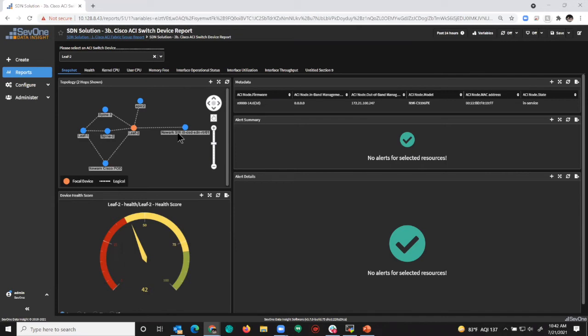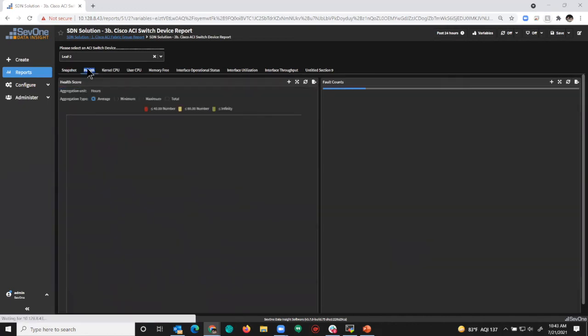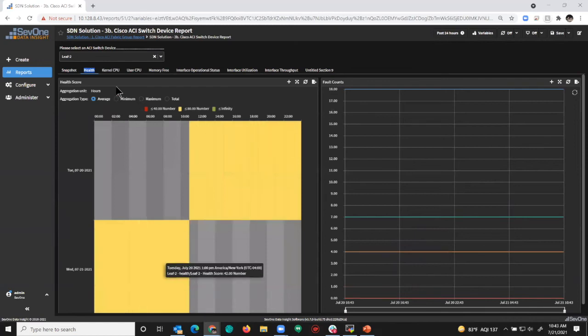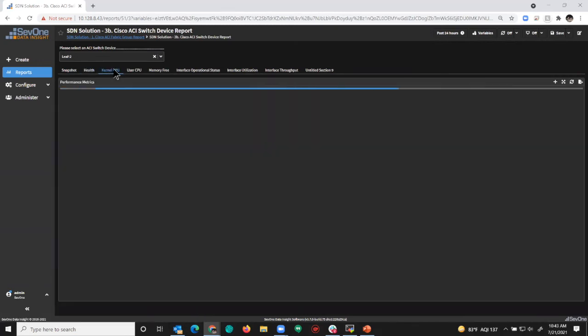So here's a graphical representation, a topology view 2 hops, that basically shows, hey, leaf 2 has an APIC connected to it. It's on this fabric. It's connected to the spine, which is connected to another leaf, etc. Here's his health score. Here's some interesting information about his firmware, out of band IPs, model numbers, etc. All that stuff we're storing as metadata. Let's look at his health over time. Again, we have our visualizations there, but we can dig a little deeper.